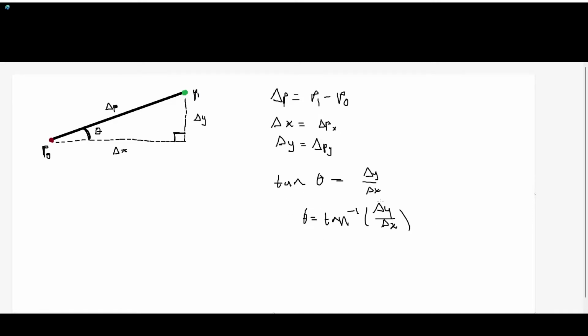But to get it in programming, instead of using inverse tangent, we can use atan2. And this will give us a better calculation of this angle, because it'll take into account the signs of each of these delta y and delta x. So it's going to be atan2 of delta y, comma, delta x.